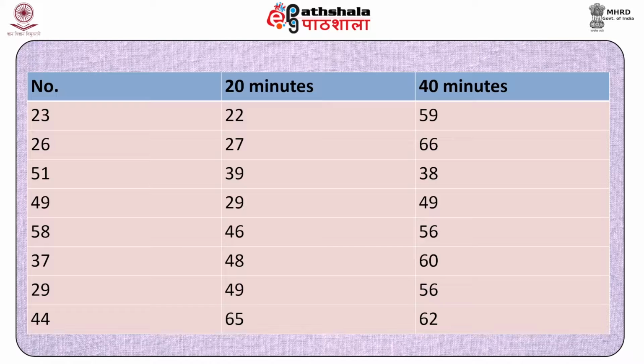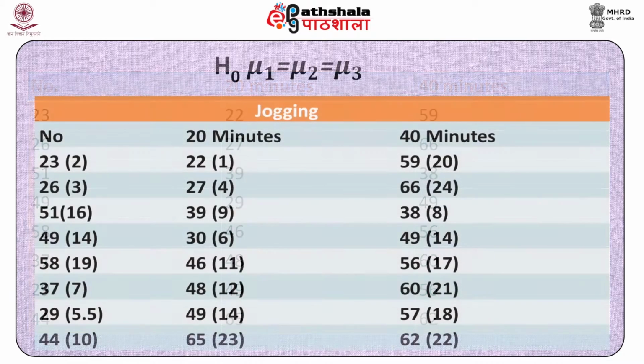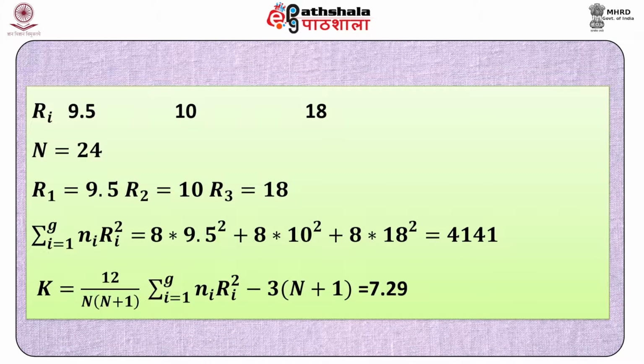Of no exercise, jogging for 20 minutes, and 40 minutes, as you can see. H naught is equal to mu1 is equal to mu2 is equal to mu3. N is 24, and Ri is 9.5, 10 and 18 for no exercise, jogging for 20 minutes and jogging for 40 minutes respectively. R1 is equal to 9.5, R2 is equal to 10 and R3 is equal to 18.